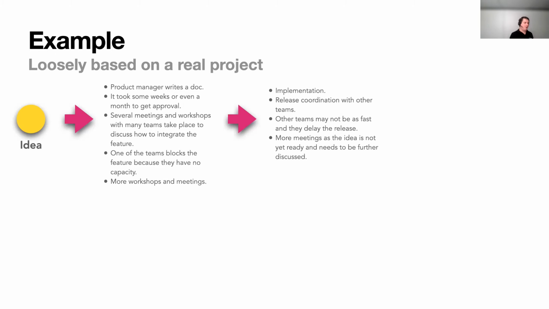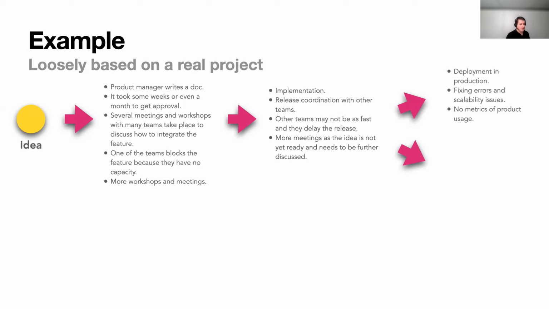And at the end of the day, you probably have two outcomes. One could be that you deployed in production, but you have a lot of errors or scalability issues, and you don't have metrics of your product usage, so you deploy blindly on production. Or the other problem that I sadly have seen a lot is you deploy it in production, but nobody uses the product, or nobody uses the feature, or you don't even know if they use the feature. This is also very sad because you put a lot of effort into that.